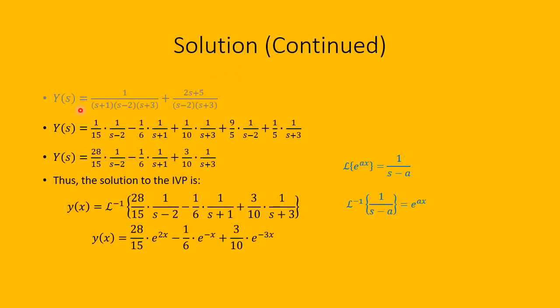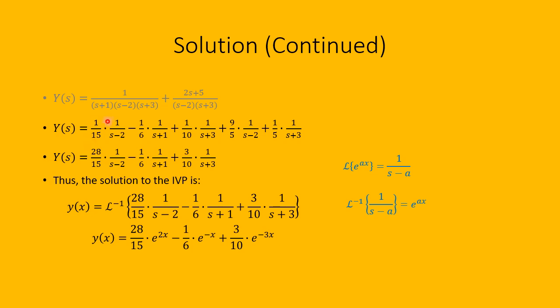So far, we have capital Y of s equal to the sum of these two fractions. We used partial fractions and decomposed this first fraction into the sum of these three fractions. This second fraction by partial fractions is equal to these two terms. Notice that some of these terms have the same denominator.